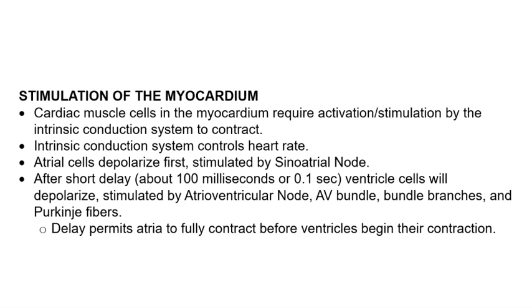the ventricle cells will depolarize when they are stimulated by the atrioventricular node, the atrioventricular bundle, the right and left bundle branches, and the Purkinje fibers. This delay is going to permit the atria to fully contract before the ventricles begin their contraction.